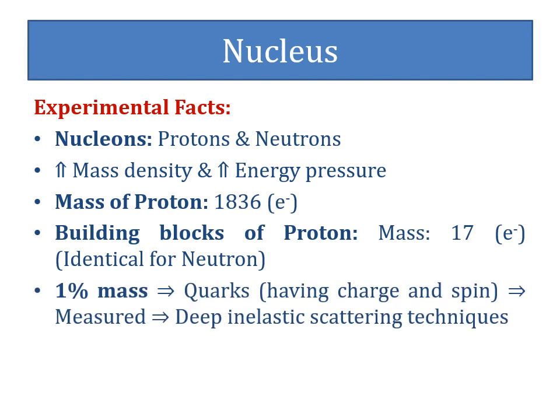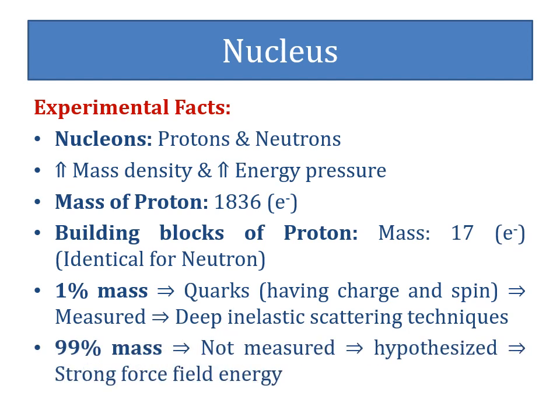This suggests that only 1% of the mass, that of quarks having definite charge and spin, is measured by using deep inelastic scattering techniques. According to the traditional hypothesis, the remaining 99% mass of proton and neutron, which is not measured by the same experiment, is considered as the strong force field energy.